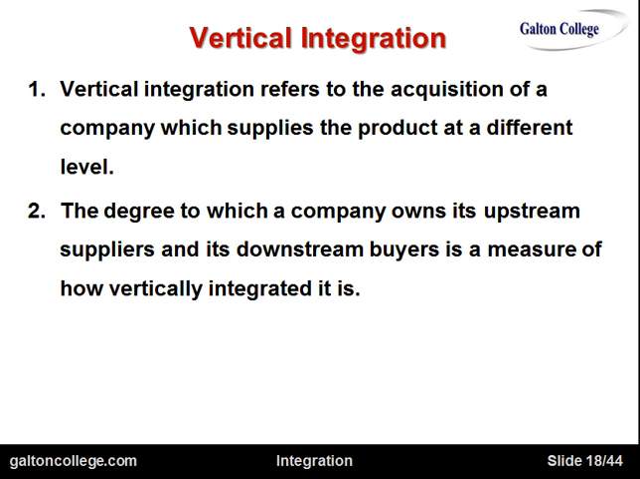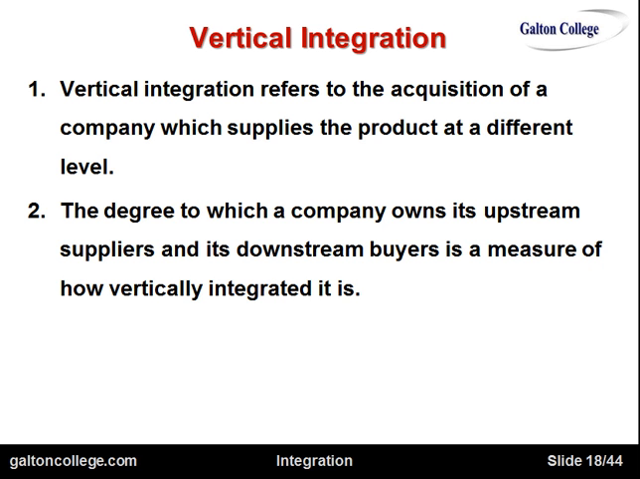The degree to which a company owns its upstream suppliers and its downstream buyers is a measure of how vertically integrated it is. Now we've got new terms here. Upstream suppliers and downstream buyers. Well, as we move towards the buyer, we're moving downstream, and moving towards the suppliers of the raw materials or the suppliers of the goods is moving upstream.